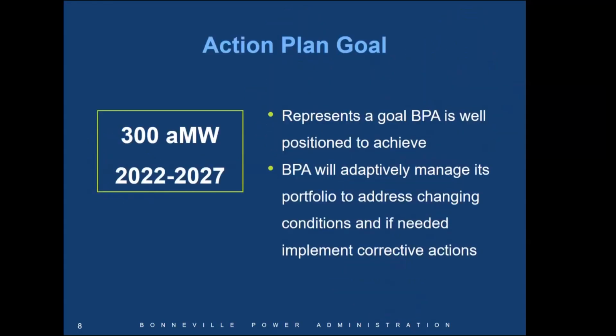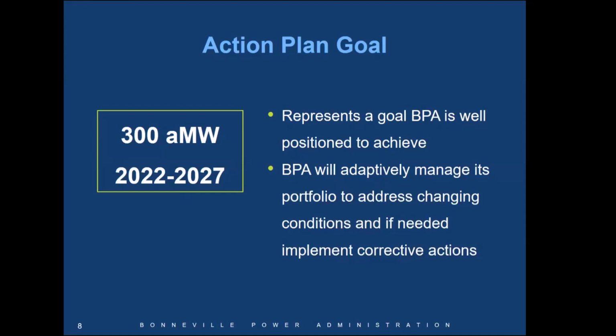So our goal for this action plan is 300 average megawatts across 2022 and 2027. You may be wondering why that time frame is selected, and I'll just remind you that corresponds with the power plan's shorter time horizon. So we kind of create the action plan in response to the power plan's target for BPA. This goal of 300 is a goal that we believe we can achieve.